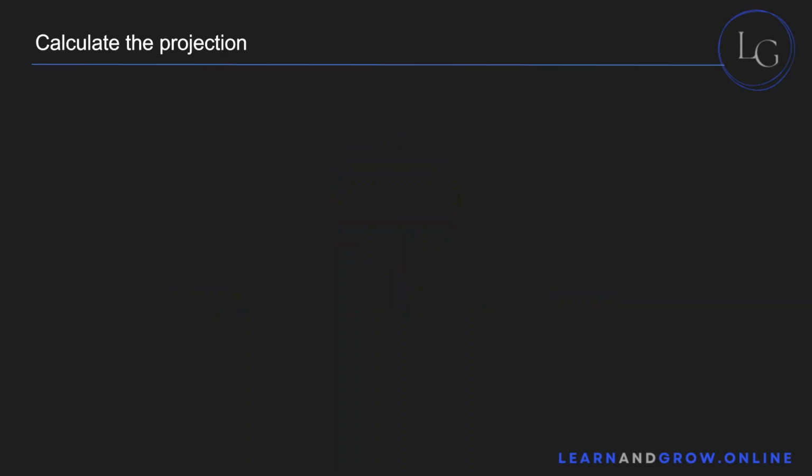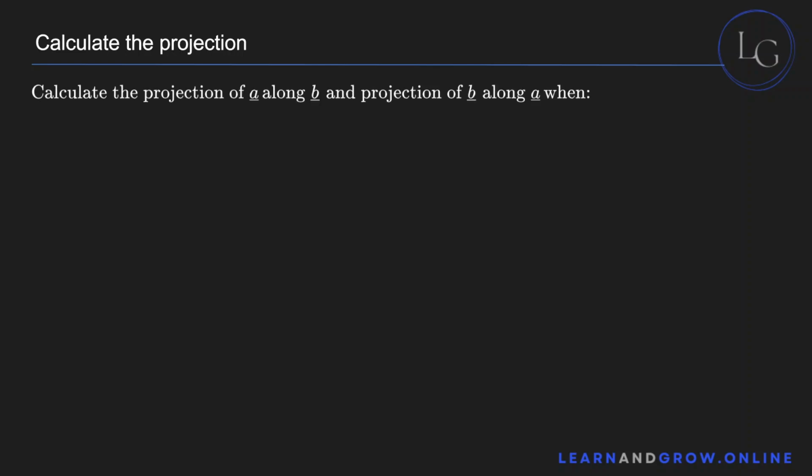Now let's see how you can calculate a projection of one vector along another. So it says here that we have to calculate the projection of vector A along vector B, and we also have to calculate the projection of vector B along vector A. Now in layman terms, let's see what projection really is.